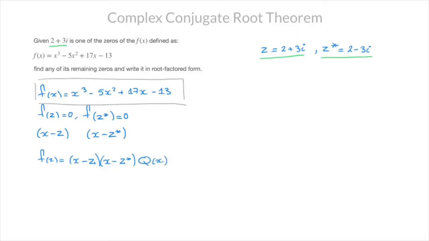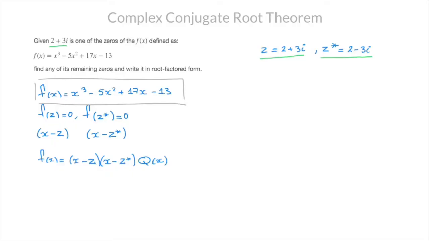And now, the trick in finding the remaining root of f of x is to figure out what this function q of x actually is. And here's the trick. If we divide both sides of this equation by x minus z times x minus z star, it gives us an expression for q of x.